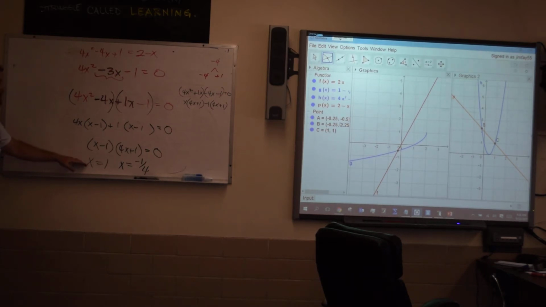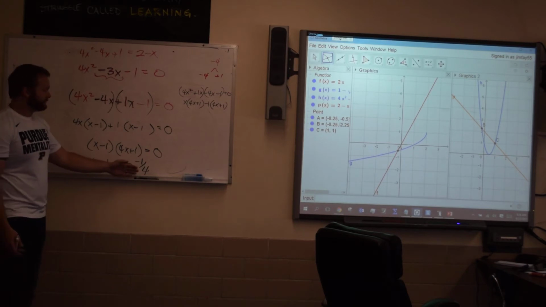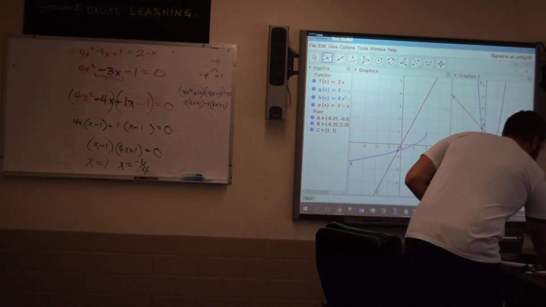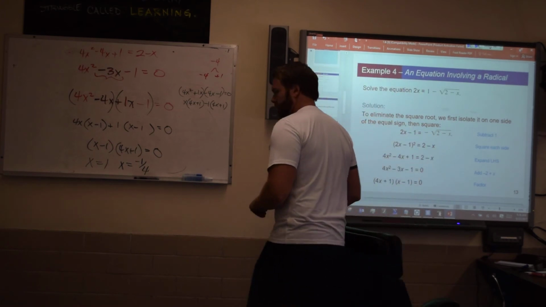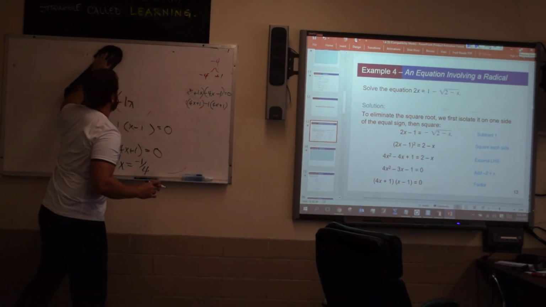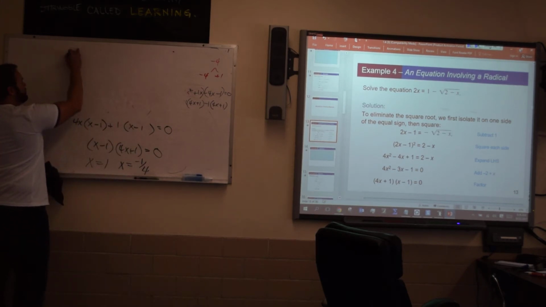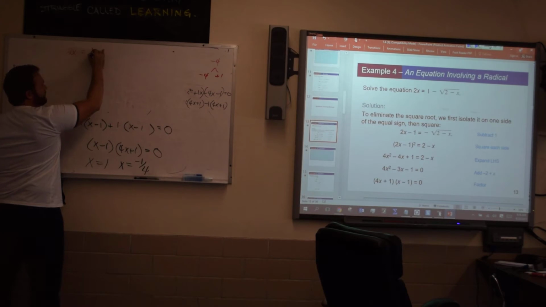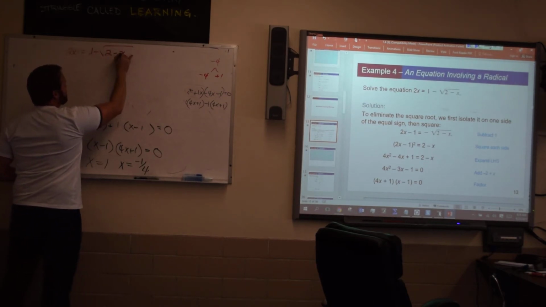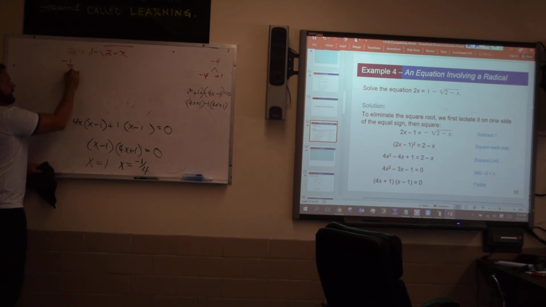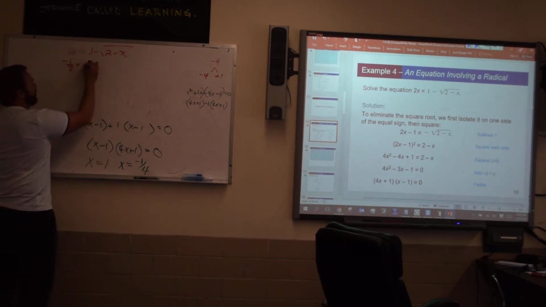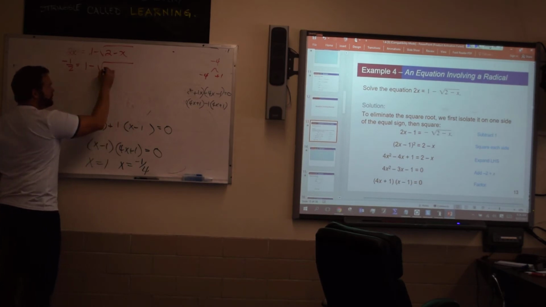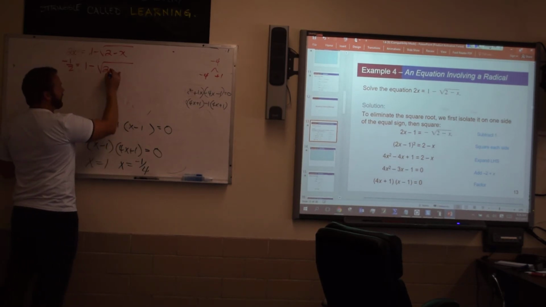Okay? So I'm going to go back to the original equation. I'm going to plug in negative 1/4. Okay? So going back to the original equation, we got 2x equals 1 minus radical 2 minus x. If I plug in negative 1/4, I get negative 1/2 there, right? 2 times negative 1/4, negative 2/4, reduce to negative 1/2. Over here, I'm going to get 1 minus, now 2 minus negative 1/4, okay? 2 minus negative 1/4 becomes plus 1/4, right?